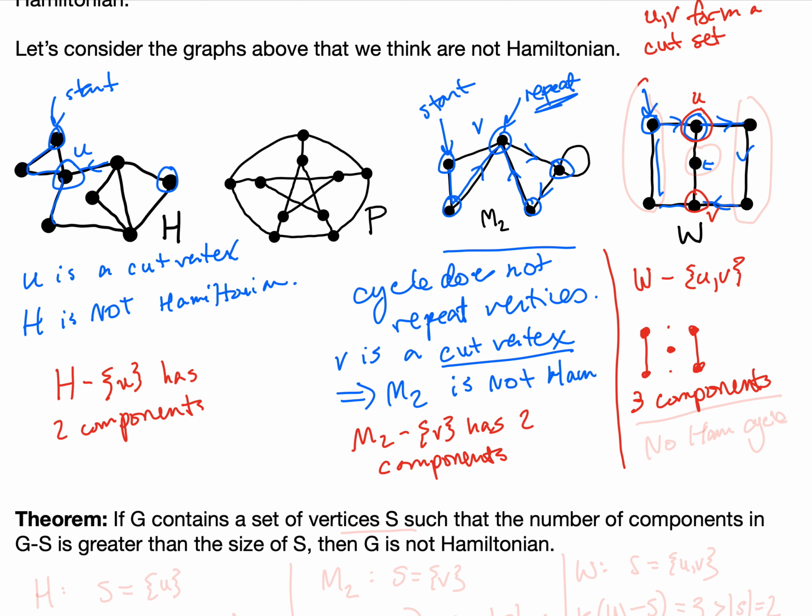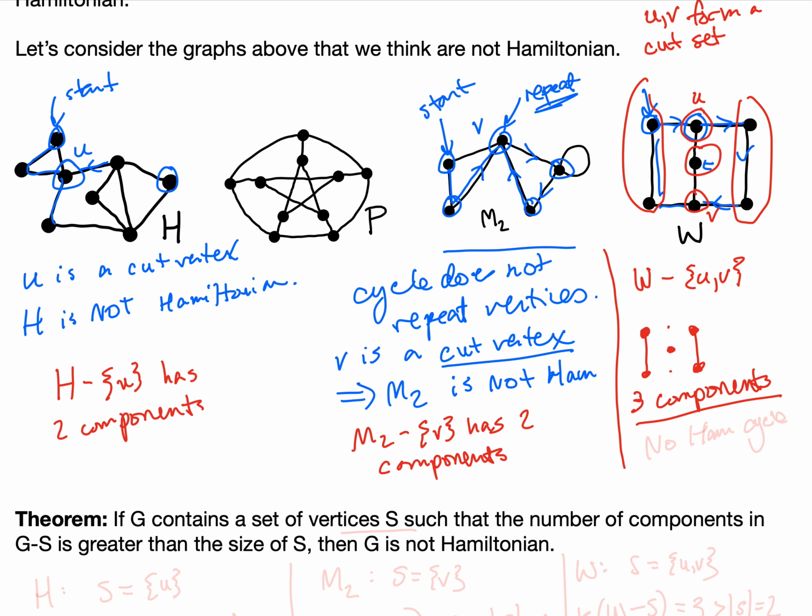And so to get from one component to the other, we have to go through V more than once. Similarly, over here, we now have three components. And so to get from one piece of this graph to another one of the two pieces, we have to go through either the vertex U or the vertex V each time. And so each time we leave and come back from one of these components, we must go through one of these two vertices in the cut set.